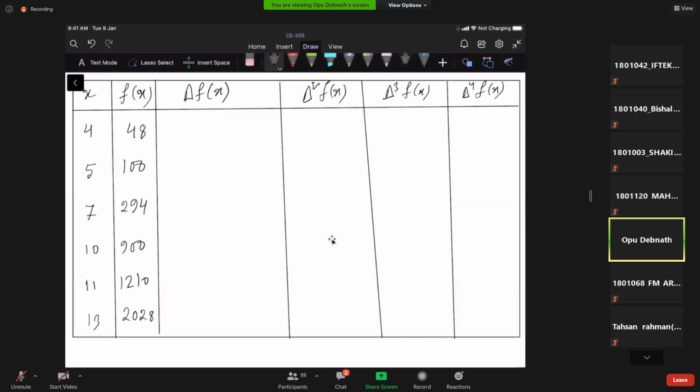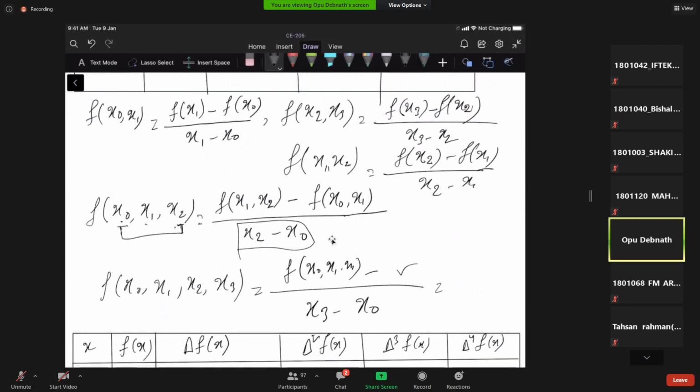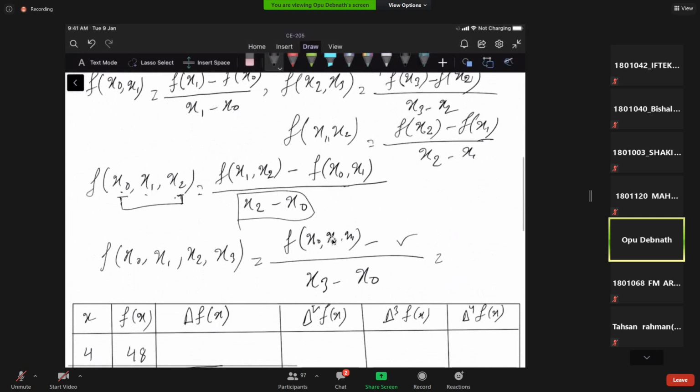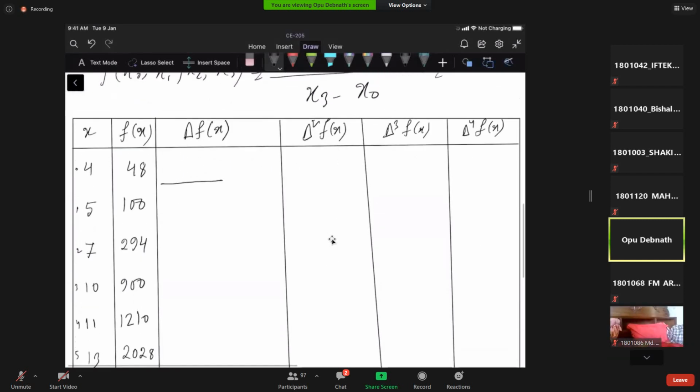So for the first difference here, what will be the first difference? It will be like this: f of x1 minus f of x0 divided by x1 minus x0. This is 0, 1, 2, 3, 4, 5; we start from 0. So here 100 minus 48 divided by 5 minus 4.